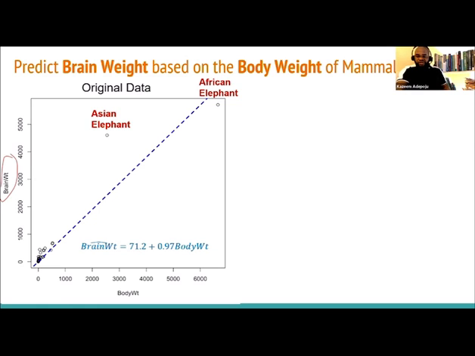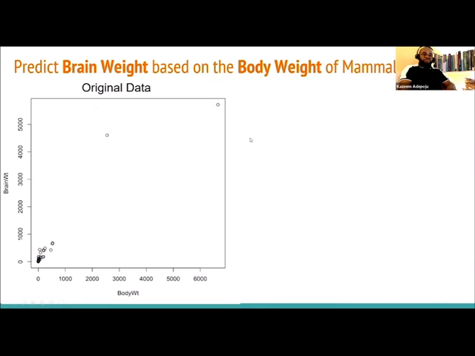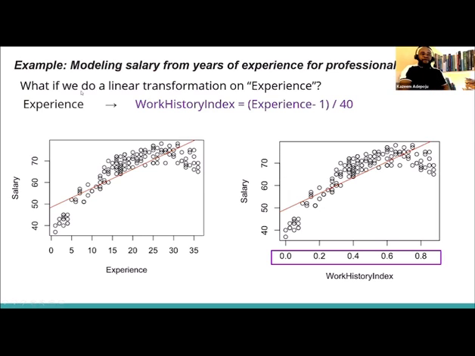Somebody is asking me to explain why. He said, can you explain why the work history index was helpful if the data was still non-linear? Why didn't you transform? That's a very good question. I asked, what if we do a linear transformation on experience? Based on what we have here, since we're still retaining our curve, a linear transformation on experience is not going to work.